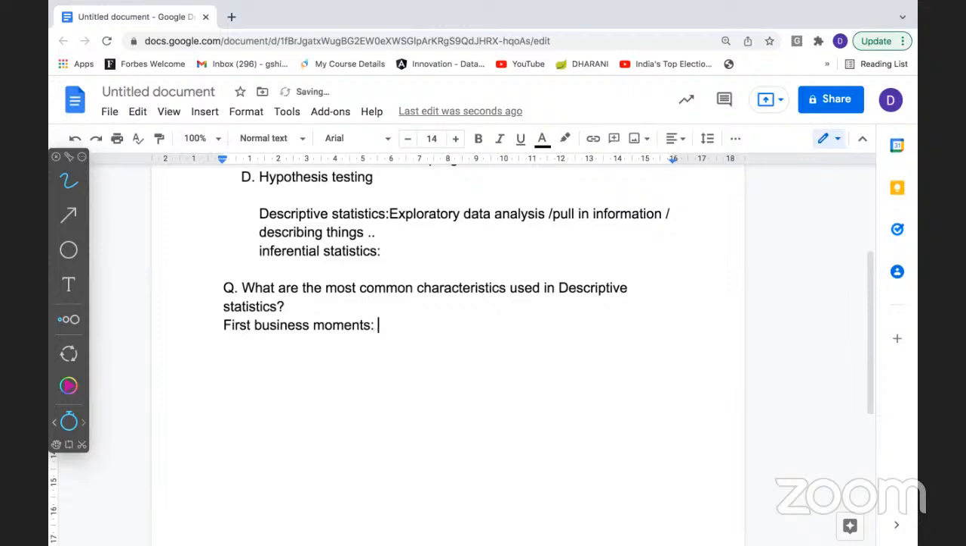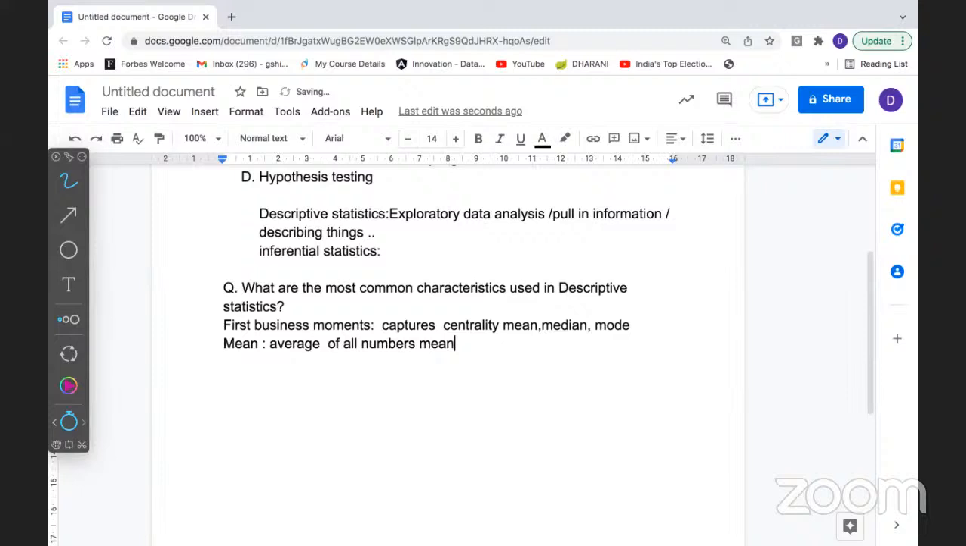The first business moment is the average or the mean. Centrality. What does it capture? It captures the centrality, where you have mean, median, mode. All three hold good. These are the commonly used measures. So the basic thing we are all familiar with is the mean concept, which is the average of all the numbers.